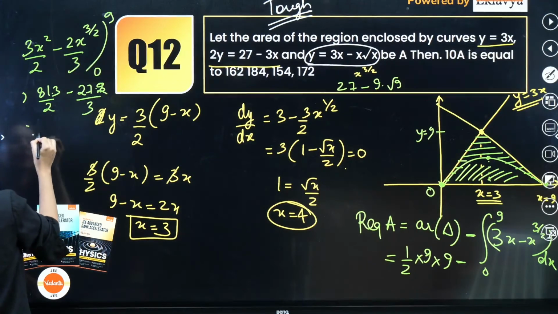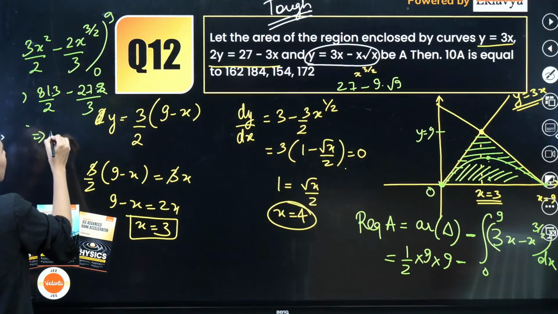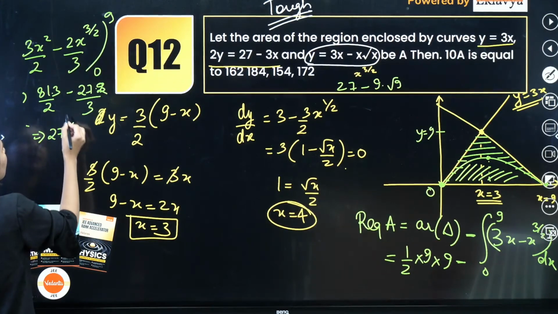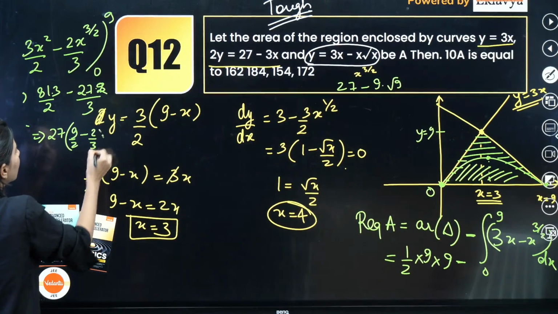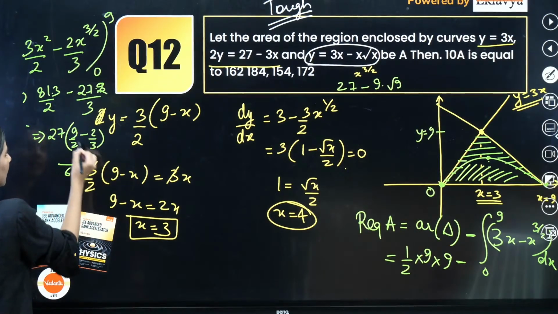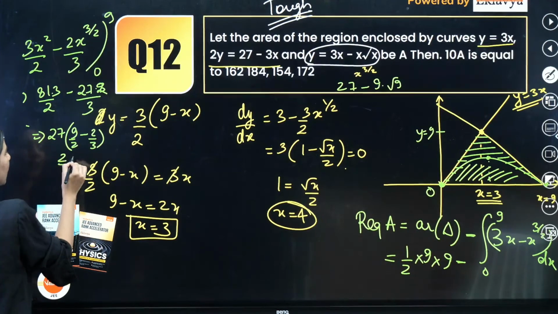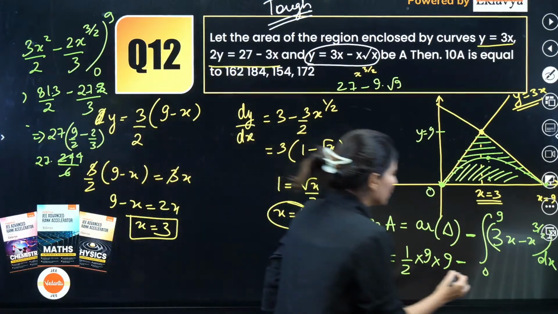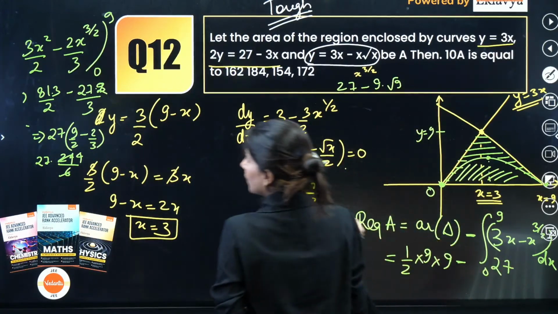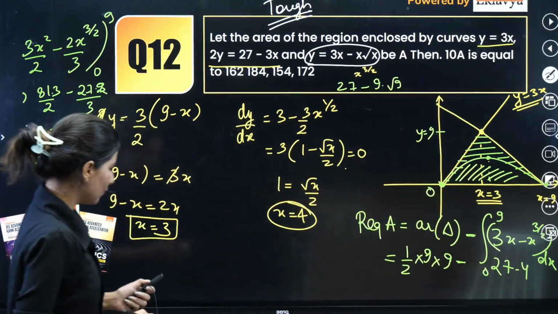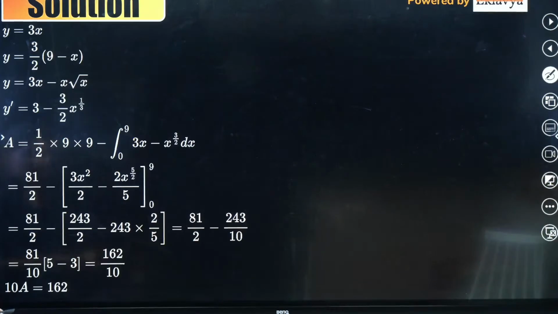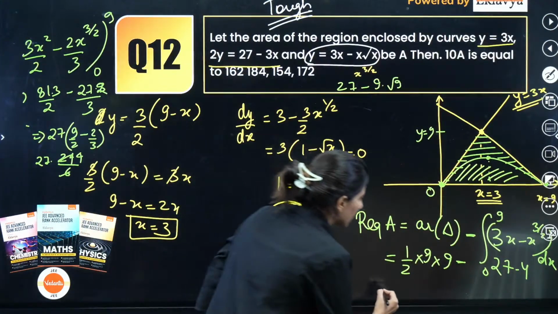Can I just take out some common? 27 common. So what do I get? 3 3s are 9 by 2 minus 27 common, 2 by 3. So this is going to be 6. 9 3s are 27 minus 4, 27 into 4. So 27 into 4, right? Yes. So this is what your answer is if you solve it: 81 by 2 minus 27 by 4. So this is going to be 162 by 10.